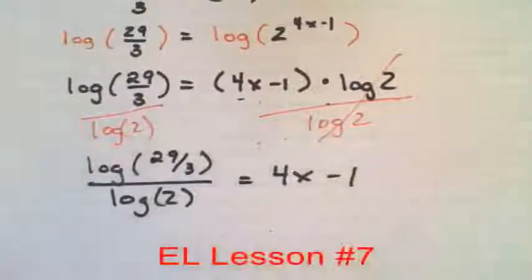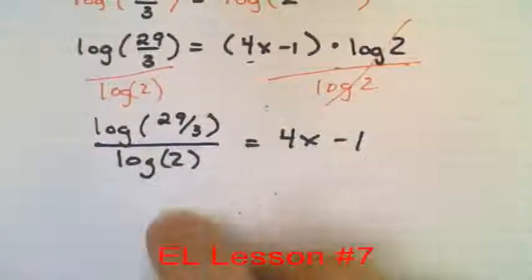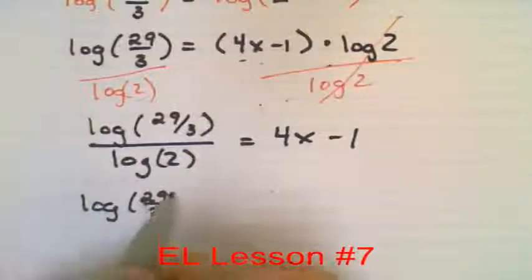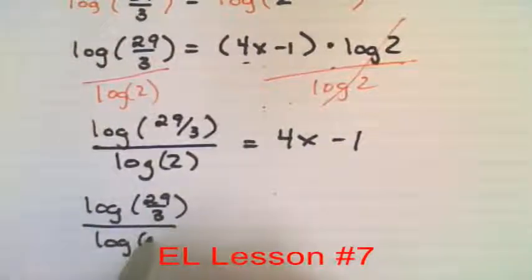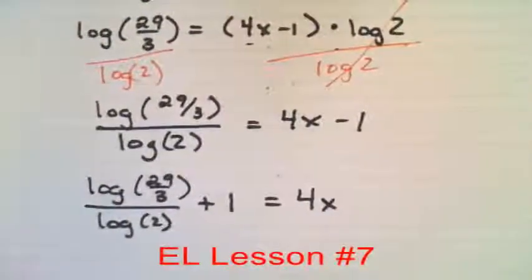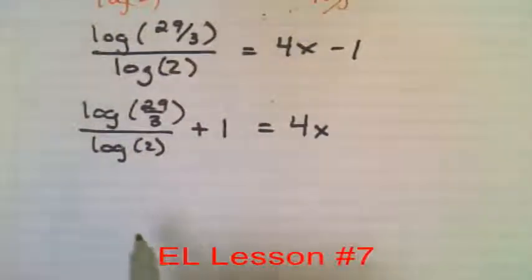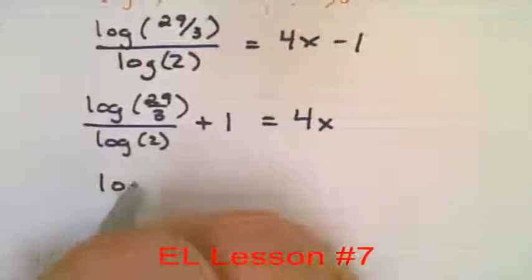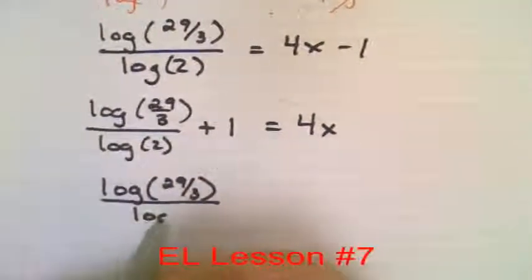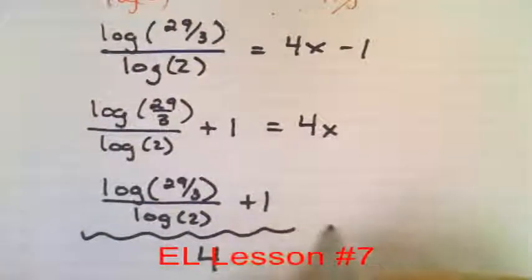So what I'm going to end up with is the log of 29/3 divided by the log of 2 equals 4x minus 1. Okay. Now to solve for x, I would add the 1 over. So I'm going to get the log of 29/3 divided by the log of 2, add the 1, and that equals 4x. Okay? And then you say, well, I'm wanting to solve for x. So I divide by 4.